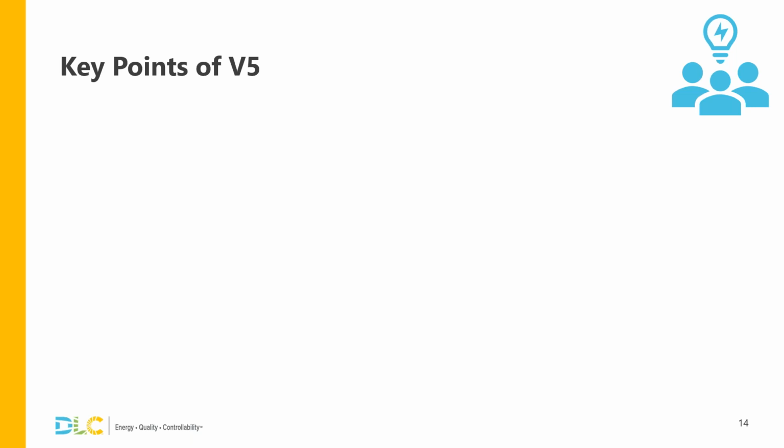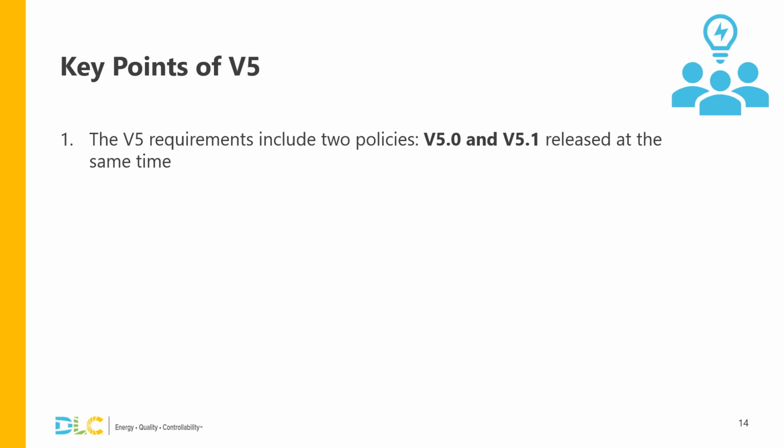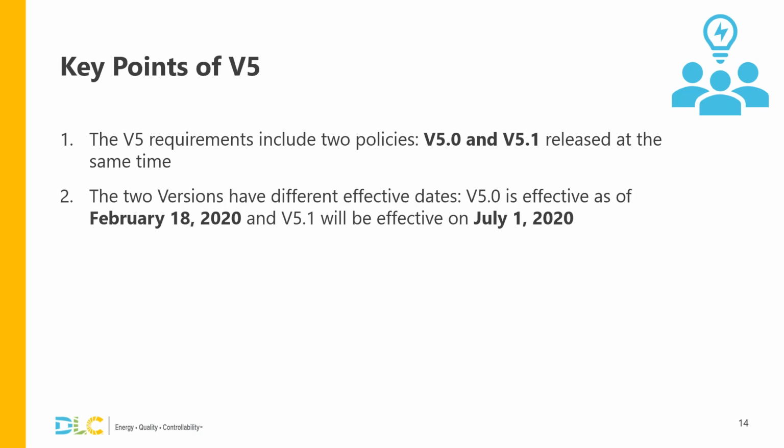Okay, here are some key points of version 5. The version 5 requirements include two policies, version 5.0 and 5.1, released at the same time last Friday, February 14th. However, the two versions have different effective dates. Version 5.0 is effective as of February 18th, 2020, just a couple days ago, and version 5.1 will be effective on July 1st, 2020. Again, more on timeline will come a little bit later.